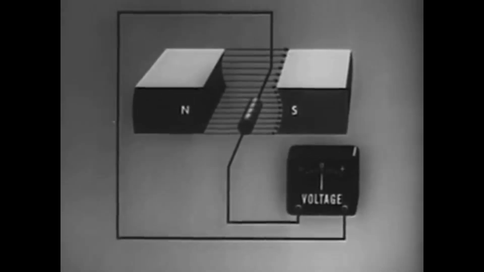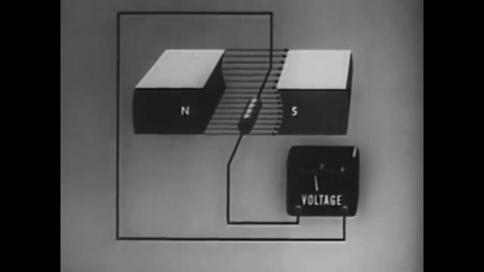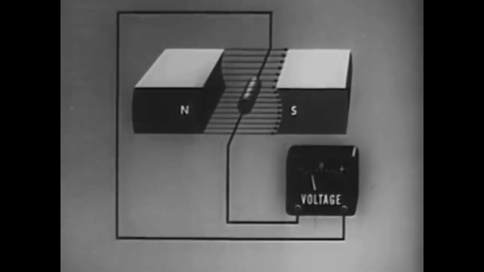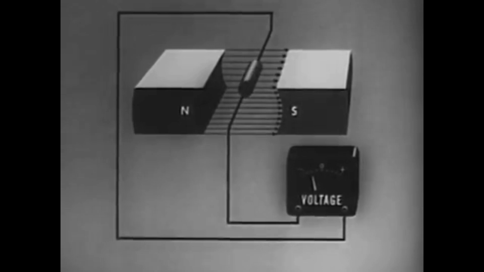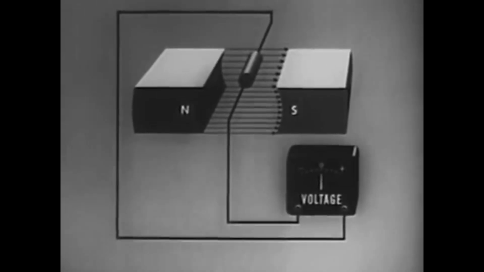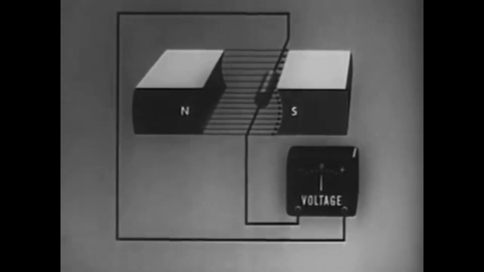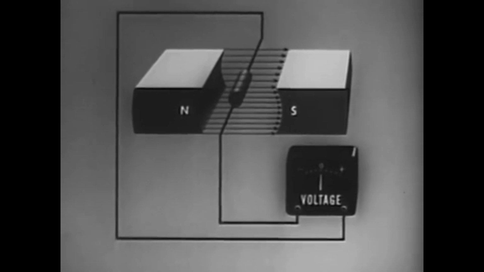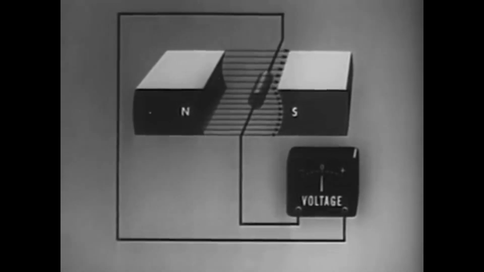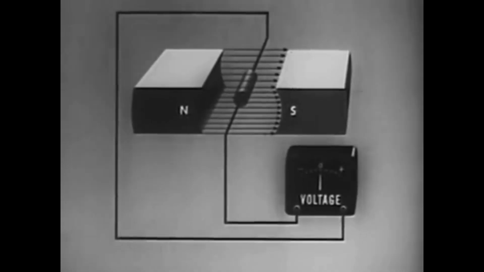Moving the conductor up through the field produces the opposite deflection of the needle. The EMF has now changed direction. Moving the conductor back and forth with the field does not make the needle of a voltmeter deflect. There is no EMF because the conductor is not cutting the field.